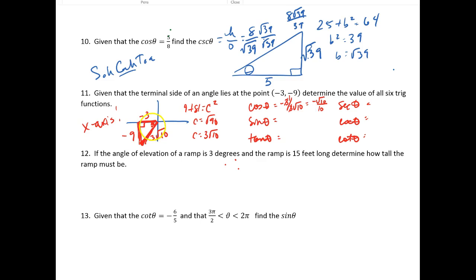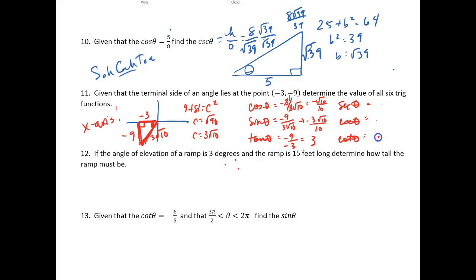Okay? Sine is going to be the opposite over the hypotenuse, which is -9 over 3 root 10. When you simplify and rationalize that, it looks like it should be a negative 3 root 10 over 10. The tangent is the opposite over the adjacent, so -9 over -3 is a positive 3.